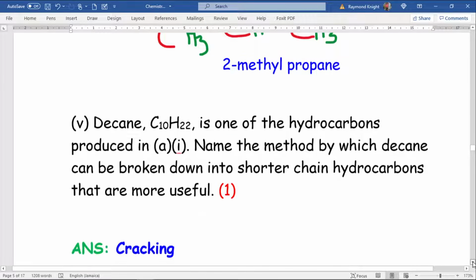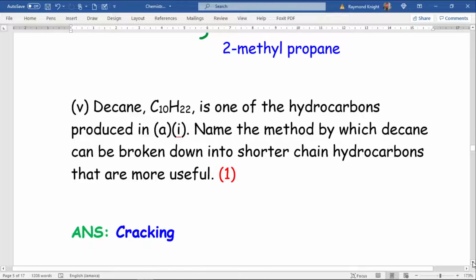For part 5, it's decane, which is C10H22, one of the hydrocarbons produced in 1A.